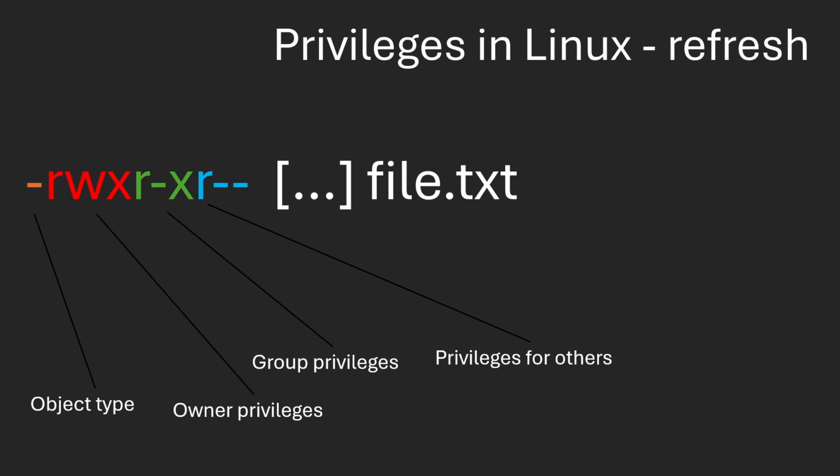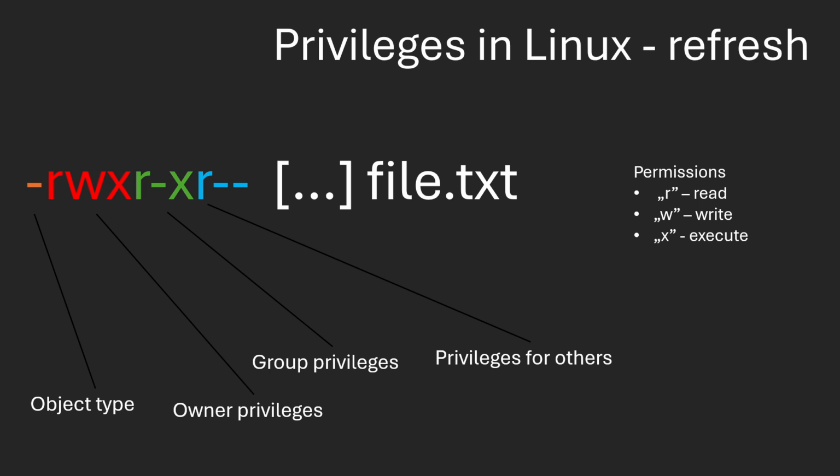Also, what we learned before are the privileges. For a quick refresh, first, the orange one is the object type, which I told you before. Then are the privileges for the owner. Next are privileges for the group, and the rest is for the others. Also, R stands for read privilege, W for write privilege, and X for execute privilege. I talked more about it before, so I highly recommend you check out all the previous videos.